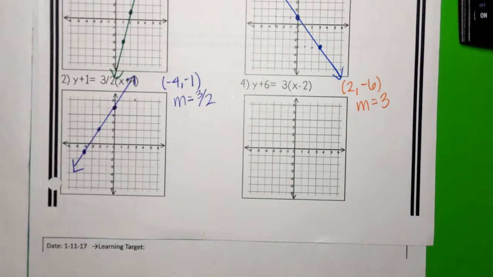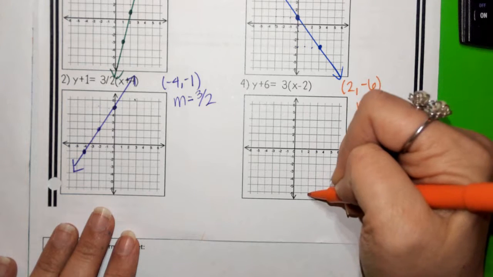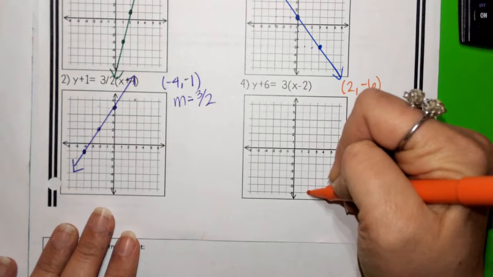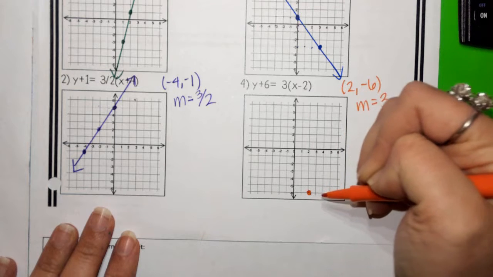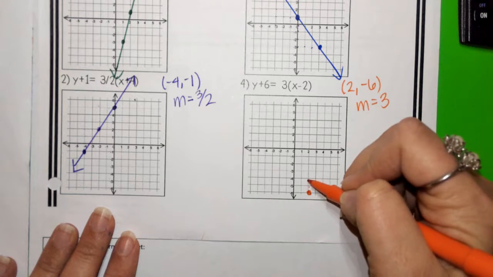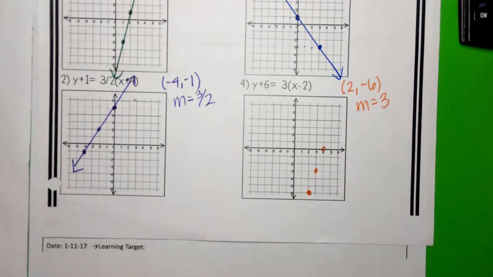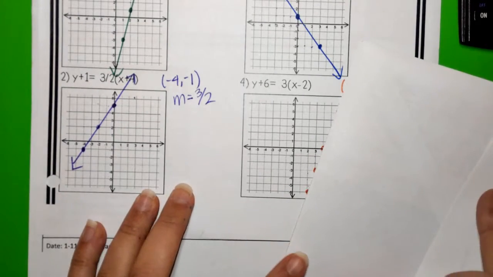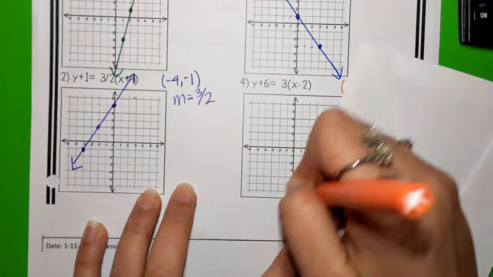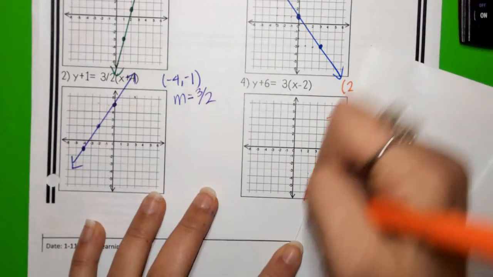So to plot that, who thinks they can tell me how to plot it? All right, Slytherin. You go to the right 2 and you go down 6. Then you go up 3, right 1. Up 3, right 1. Up 3, right 1. Fantastic. Y'all get a point.